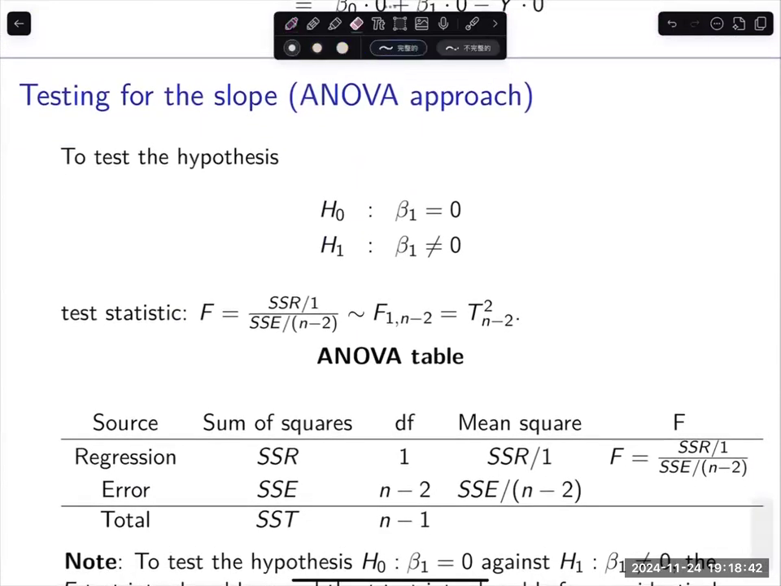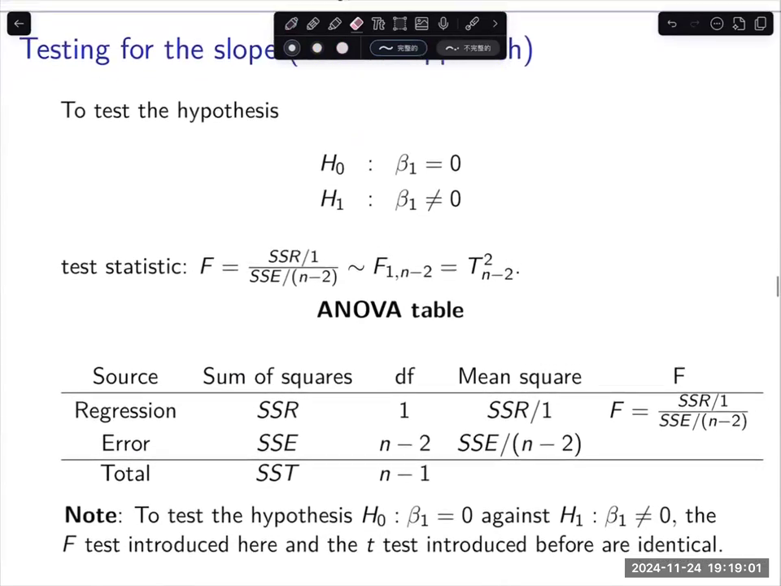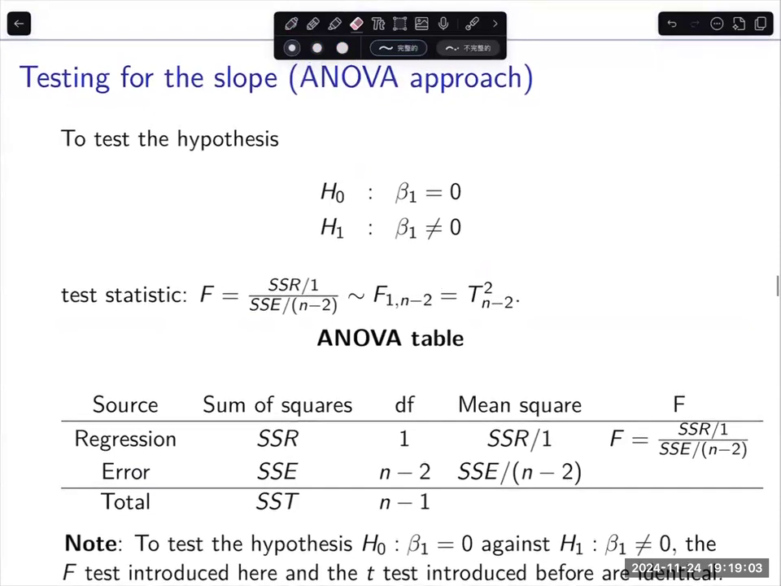In order to test the null hypothesis with respect to the slope or the coefficient term for x, that's equivalent to testing beta 1 equal to 0 versus beta 1 not equal to 0. We can propose another test statistic called the F test statistic: SSR divided by 1 over SSE divided by n minus 2, which follows an F distribution with the first degree of freedom equal to 1 and the second degree of freedom equal to n minus 2.